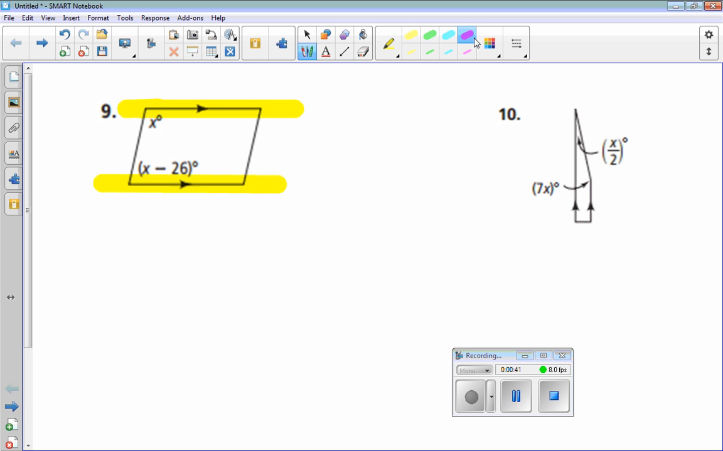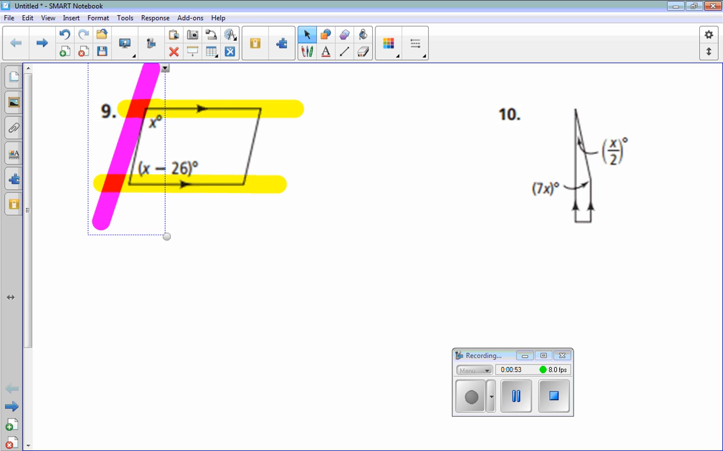So I'm only going to really be worried about this one. Why? That's the one that forms the angles, okay? So that's really the one that I'm concerned about. So I'm just going to kind of move this guy a little bit over to the side so we can see the angles. And I see that I have an x and I have an x minus 26.